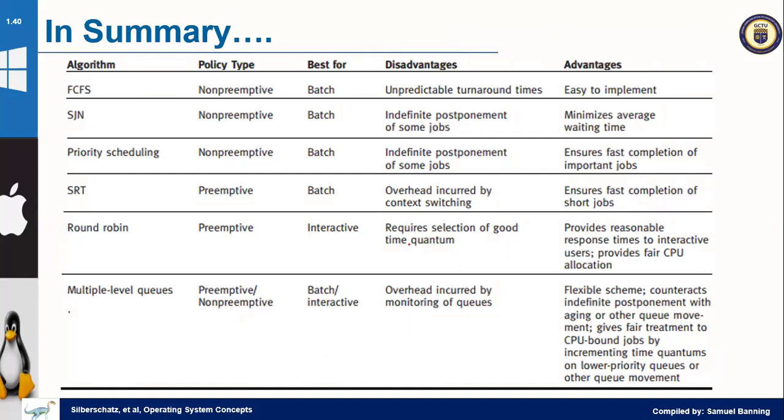So these are some of the things that you have to consider when you want to implement the multi-level queue. This is a summary of all the algorithms, their advantages, their disadvantages, whether they are preemptive or non-preemptive, and what they are best for. I guess you can just read them to summarize everything that we have talked about.